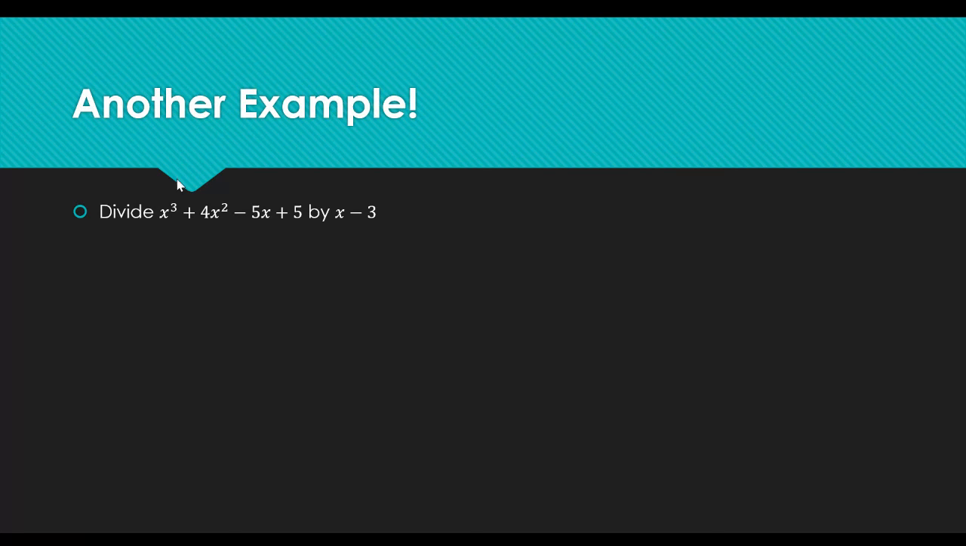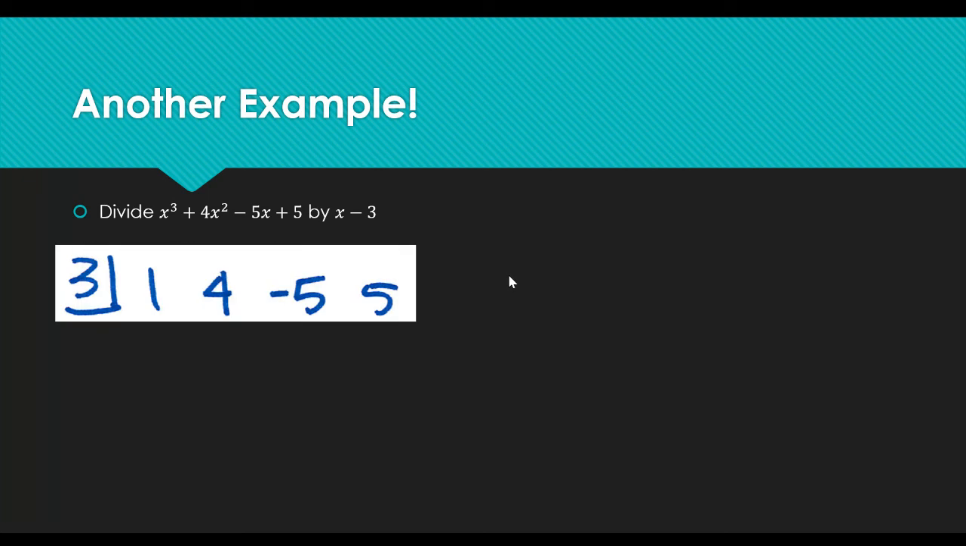So our next example, we're going to do x to the third plus 4x squared minus 5x plus 5 divided by x plus 3. If you want to try it on your own first, pause it and try it on your own. So we write out 1x to the third, 4x squared, -5x plus 5. And we always change the sign on that, so we're going to put a +3 out there. First step, drop that 1 down.